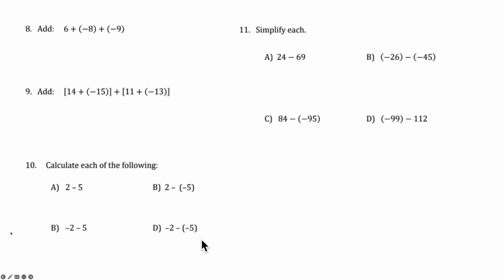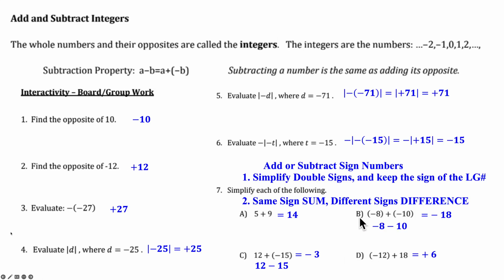All right, number 8. Now we're going to kind of expand our tricks here. Looking back, it's always easier to add. So whenever you get a bunch of signed numbers, add up all the positives first, add up all the negatives second, and then you have a subtraction problem at the end.